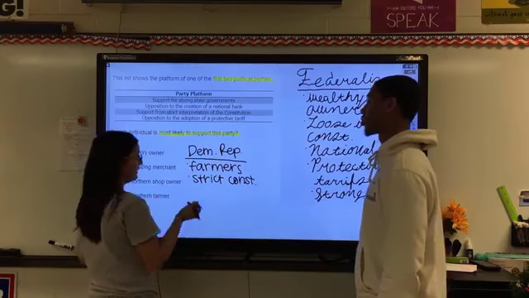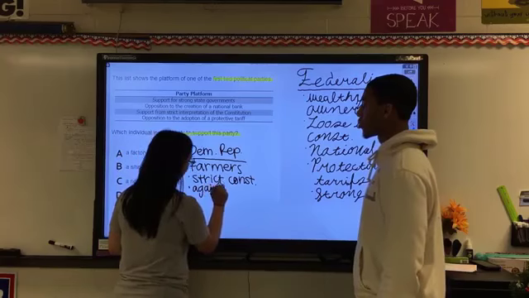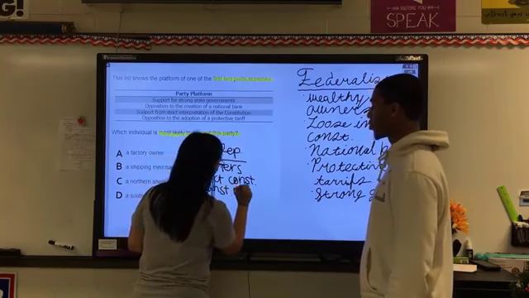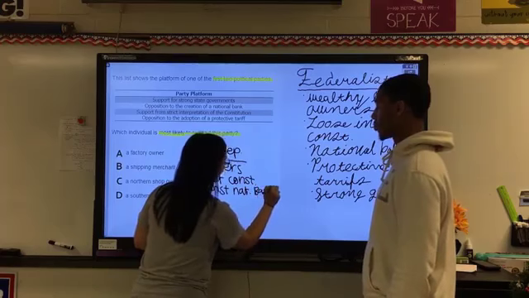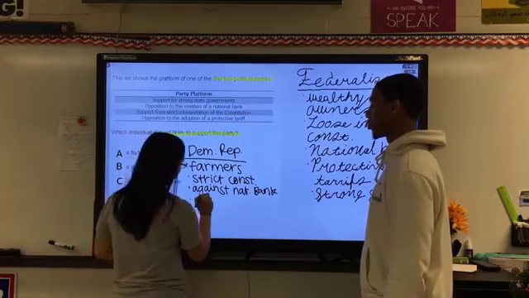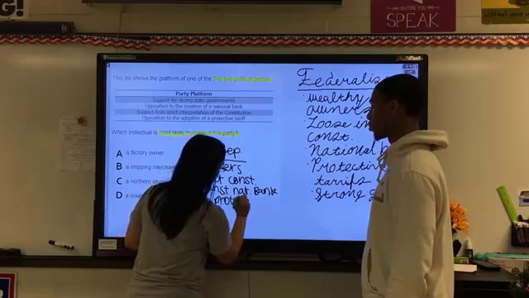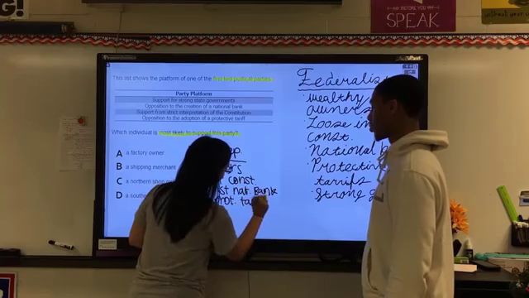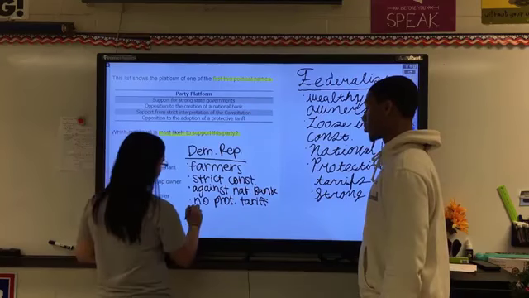They are against a national bank. They are also against a protective tariff. And they have a weak central government.